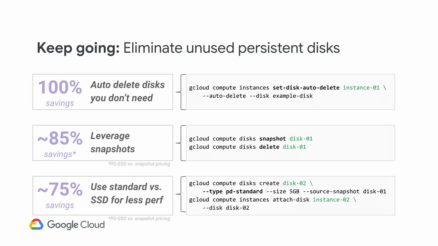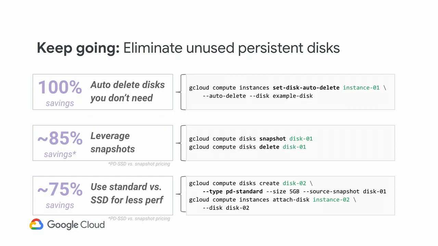So another thing you can do is take advantage of snapshots. Snapshots are 85% cheaper than a running PD SSD for the same amount of storage. And so with a snapshot, what you can do is take a snapshot of your disk and then delete the persistent disk. The use case there is you have some PDs just floating around that you don't need, but you want the data. You're not attached to any instance, so why not just take the snapshot, save the data, and then when you need the data, you can rehydrate that snapshot back into a disk and then attach it to a running instance.